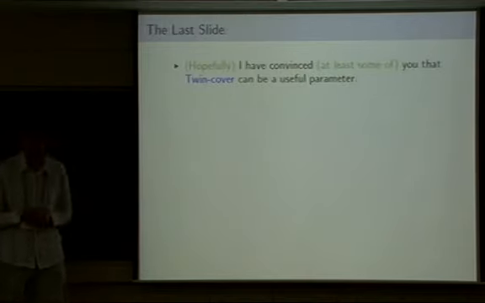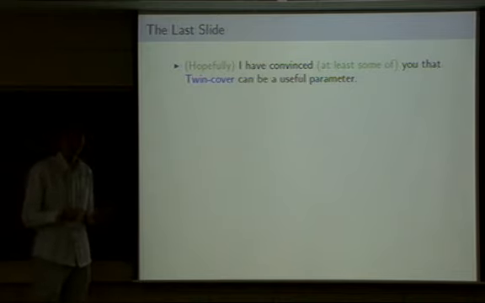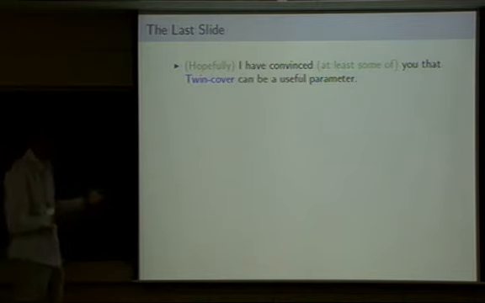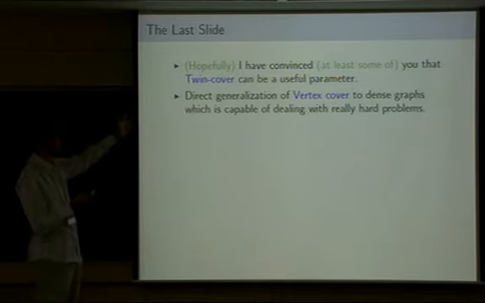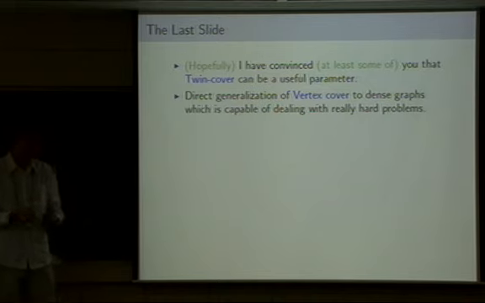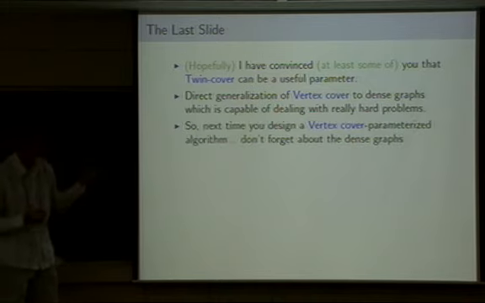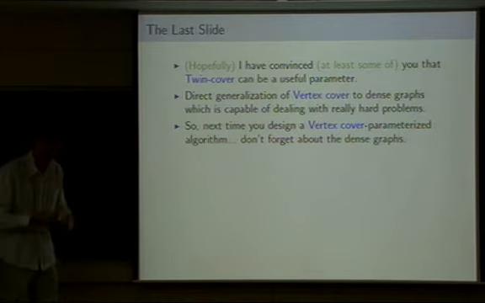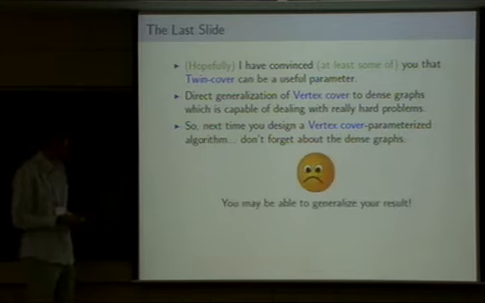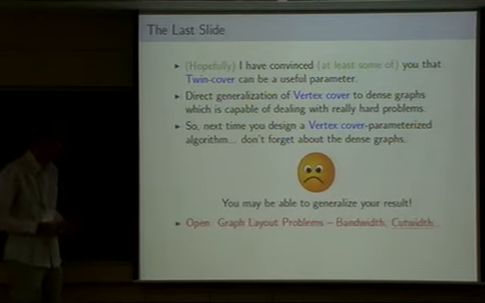So, just a quick conclusion. I was trying to say that instead of using vertex cover, you can use twin cover. It's a direct generalization of vertex cover to dense graphs, and it's always smaller than vertex cover. So maybe next time, instead of using vertex cover, you can think about the dense graphs, because otherwise everyone forgets about them and they are sad, and you can generalize your result as well in this way.